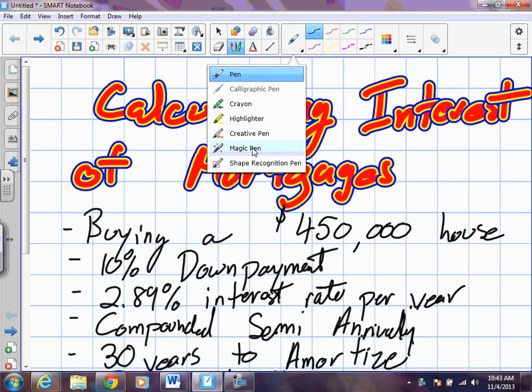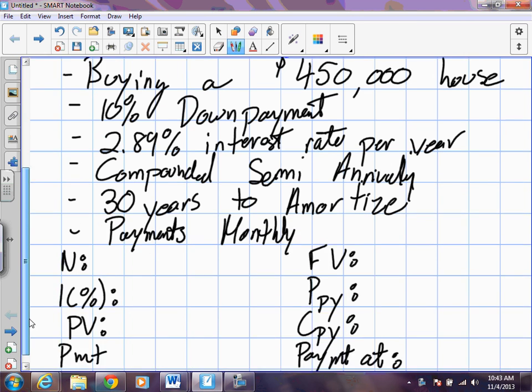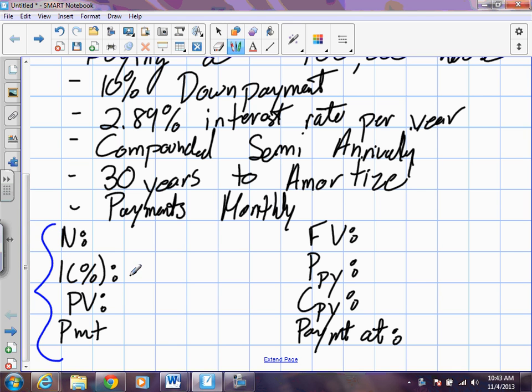Hey, today we're going to work on calculating interest of mortgages. I put just the layout to a financial calculator here, so the one we're using in class. If you guys are using one at home, you can always go online and just type in mortgage calculators, and they'll ask you for information like this, okay? As long as you know what each of these stand for, you can fill in a mortgage calculator at home to practice this stuff.